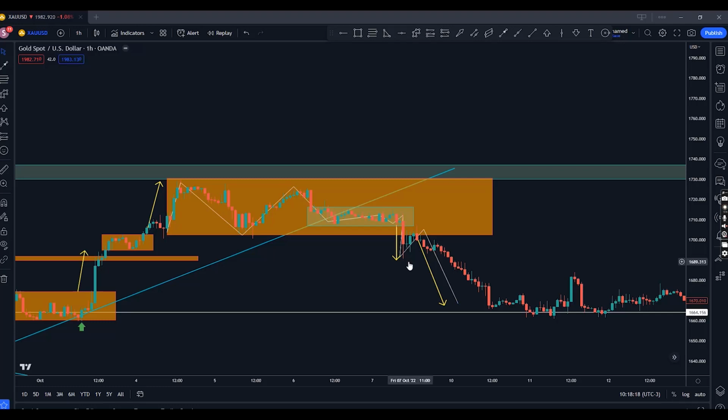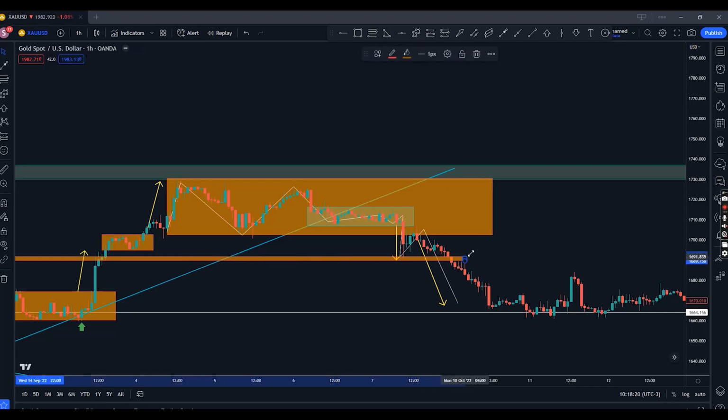Why are you exiting here? You exit here because this is a zone. If I extend this line, you will see this is a zone of support, which was a zone of resistance at a previous time.